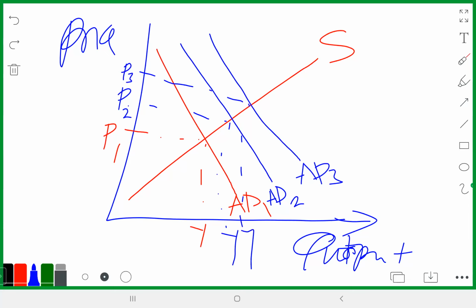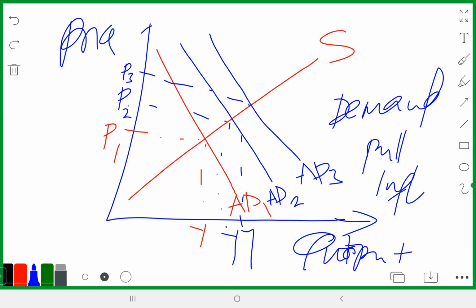So this is how to represent demand pull inflation, okay? Demand pull inflation, which is the type of inflation that is caused by an increase in the aggregate demand.